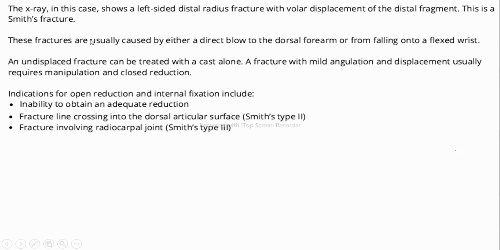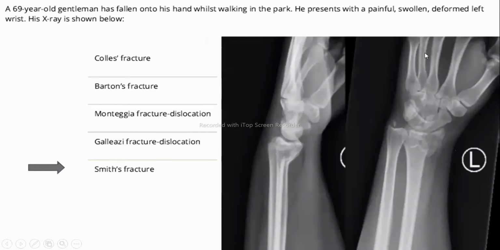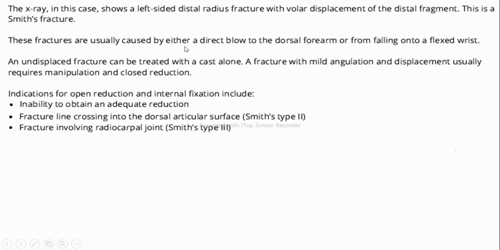So this one, volar, means anterior displacement of the distal fragment. This fracture also occurs from a direct blow to the dorsal forearm or a fall on flexed wrists. Be familiar with that. They can mention that in the scenario, guys. Sometimes they do mention it in the scenario.